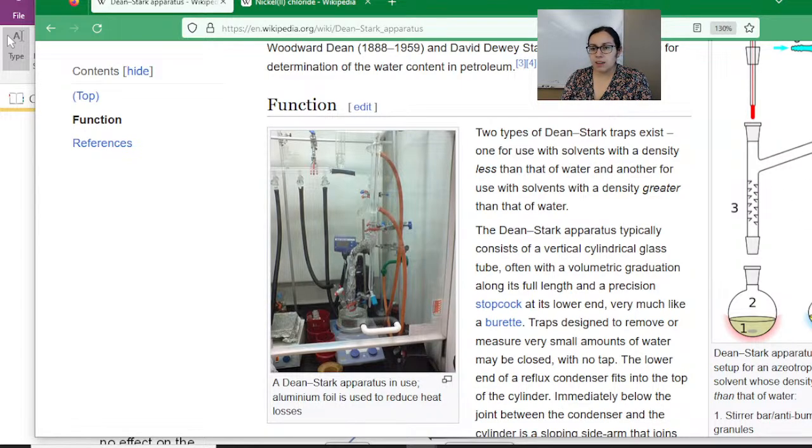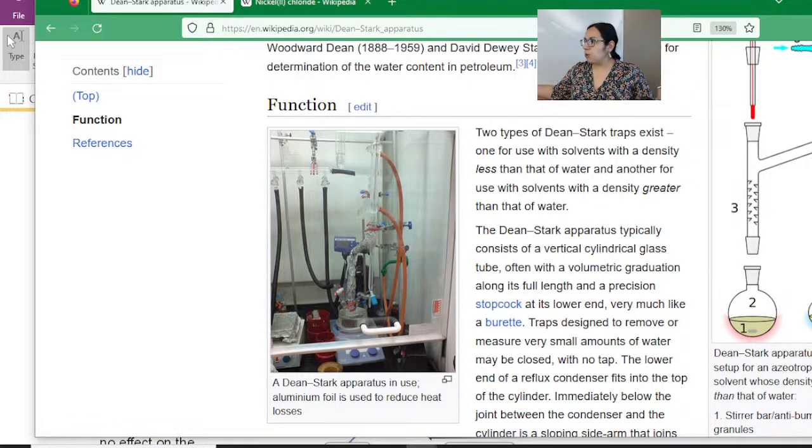And so the idea is your water, with the greater density, would then fill up here on the bottom. Your organic solvent, if it ends up all the way here, it can flow back in. But then you can physically remove that water. So that's why it has a little drain stopcock there. So then you open it up, drain out your water.